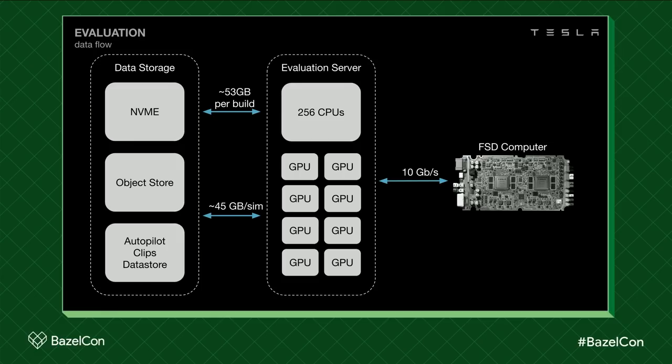For each build, we move 53 gigs from our Bazel cache, and each simulation requires 45 gigs. These bandwidth requirements present a variety of challenges that we'll talk about later in this presentation. The final simulated images are streamed over a 10 gigabit link per FSD computer.